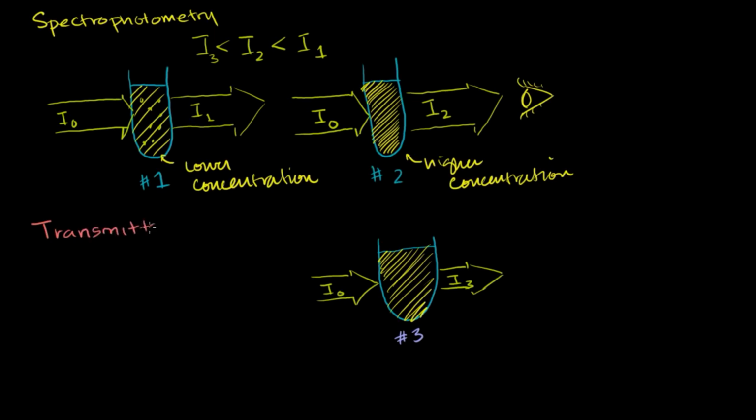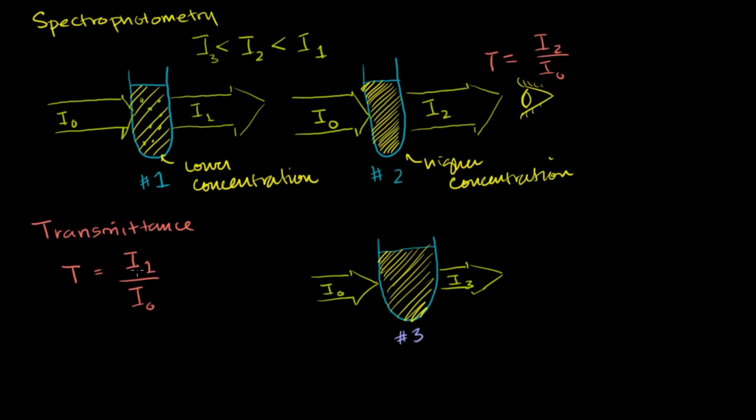Transmittance. When the people who defined it said, what we care about is how much is transmitted versus how much went in, let's just define transmittance as that ratio. So in this example, the transmittance of number 1 would be the amount that got through over the amount that you put in. Over here, the transmittance would be the amount that you got out over the amount that you put in. And as we see, this one right here will be a lower number.